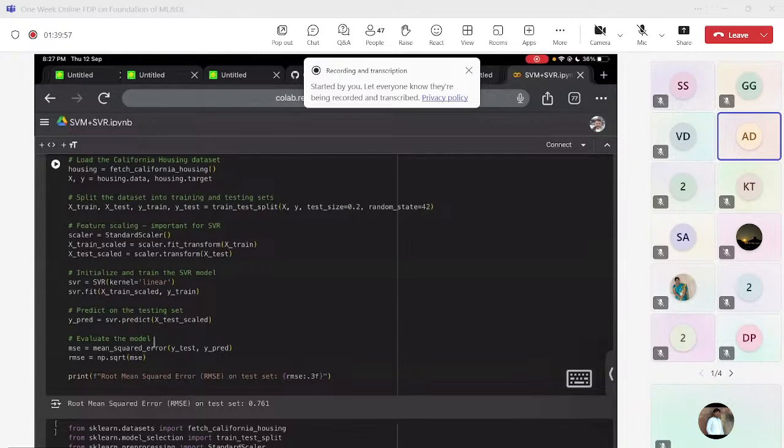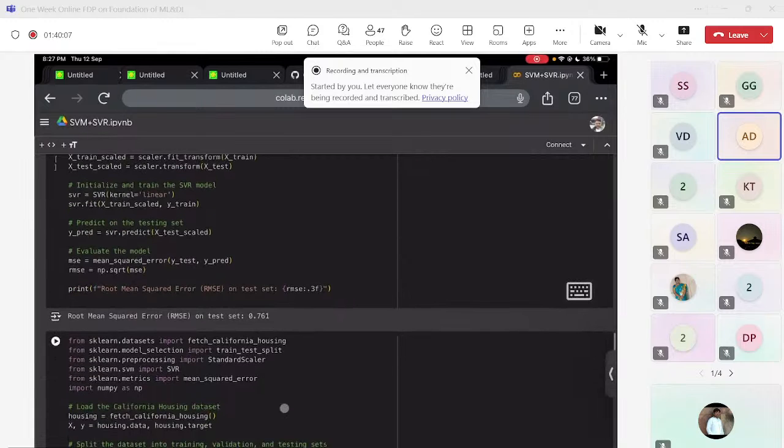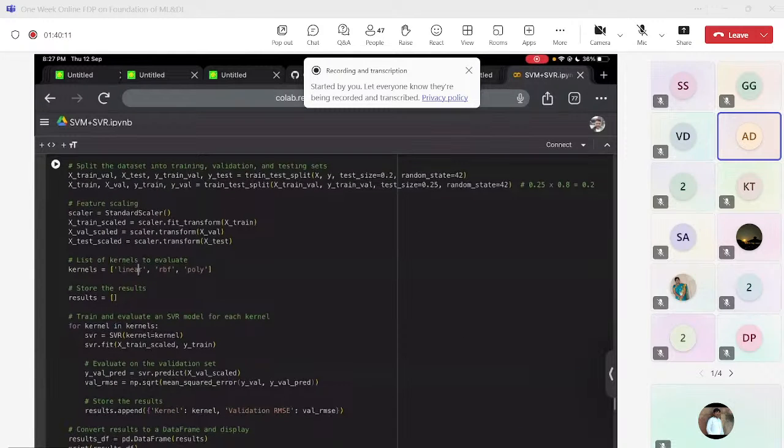And then you calculate your root mean square error. So this is your root mean square error, which is 0.76. Like I said, this is just one metric. There are a bunch of different metrics. You can use R2 also. You can do something similar with different kernels. Here I did hyperparameter tuning across different kernels.